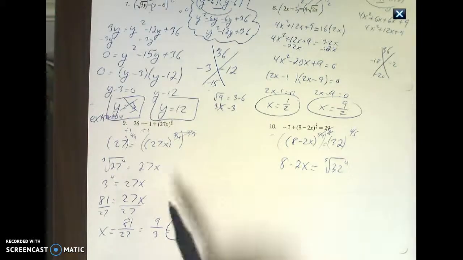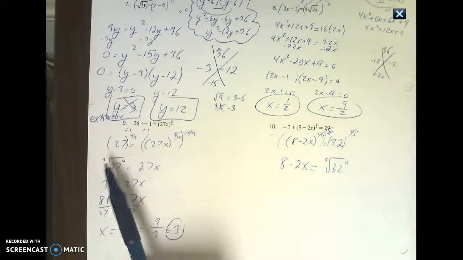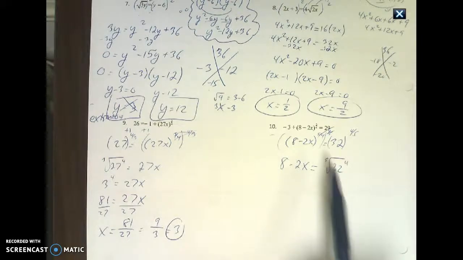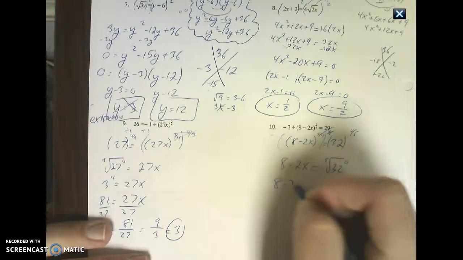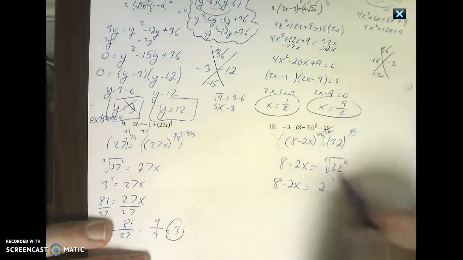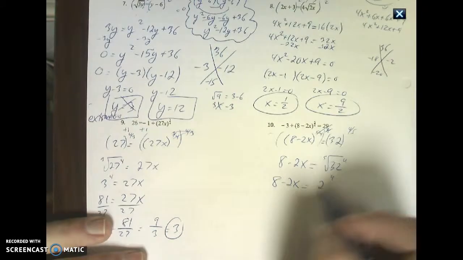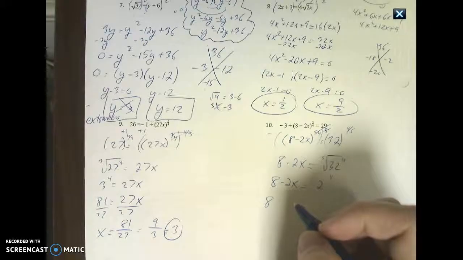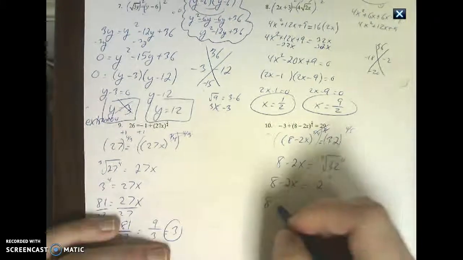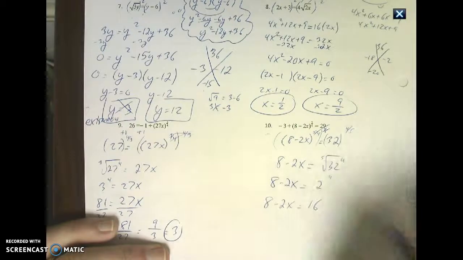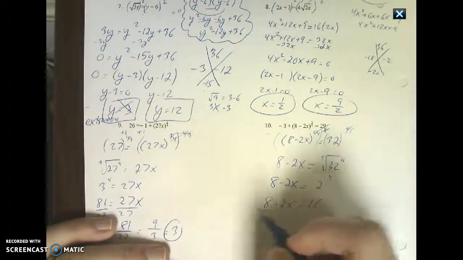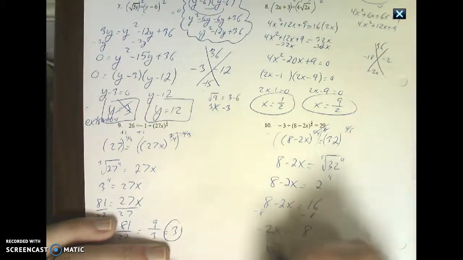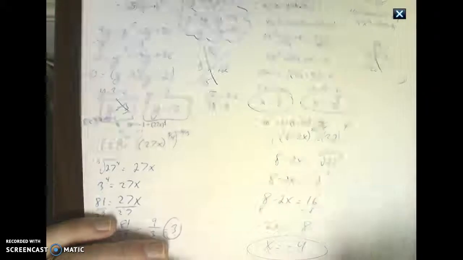Keep in mind also, I forgot to mention this for the last problem. You see how it's a cubed root? That's why I didn't need plus or minus. Same thing here. It's a 5th root. I don't need plus or minus. So 8 minus 2x equals 2 to the 4th. The 5th root of 32 is 2. 2 to the 4th is 16. So 8 minus 2x equals 16. Subtract 8 over. Divide by negative 2. x equals negative 4.